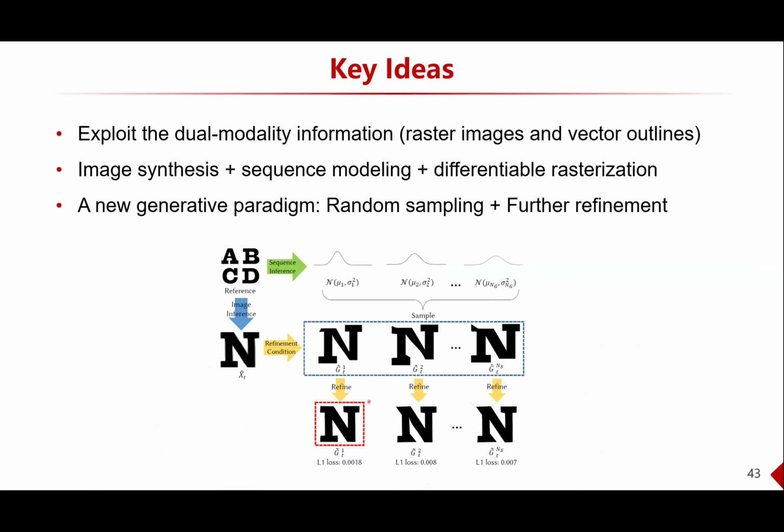And the key ideas are threefold. First, we designed a dual-modality learning strategy, which utilizes both the image aspect and sequence aspect features of fonts to synthesize vector glyphs. Second, we adopt the techniques of image synthesis, sequence modeling, and differentiable rasterization to exhaustively exploit the dual-modality information. Third, we provide a new generative paradigm to handle unstructured data: we sample possible synthesized results together, select the optimal one, which is further refined under the guidance of the generated structured data.